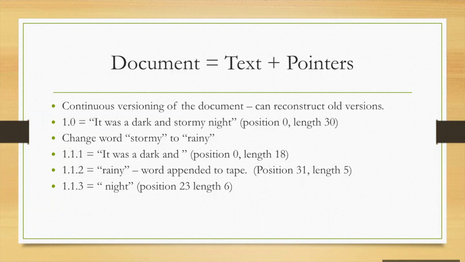So as an example, if you had version 1.0, "it was a dark and stormy night," which is position 0 of the document for a length of 30, and you want to change stormy to rainy, it would restructure the document to different spans of text. So you'd have "it was a dark and," which is one span. "Rainy" is a new word appended to the tape, which would actually be position 31, length 5, and "night" would stay where it was, but you'd have a new pointer. So by adding these new pointers to the end of the tape, you're able to know how you construct the document in the latest version. Very innovative at the time.